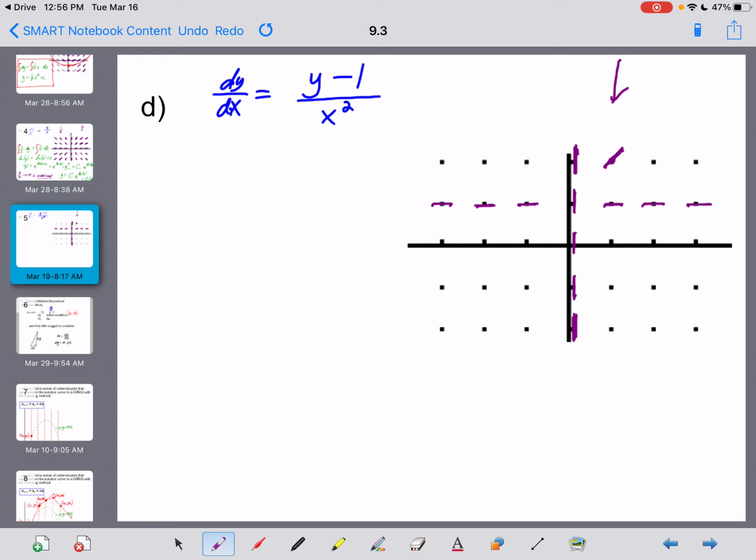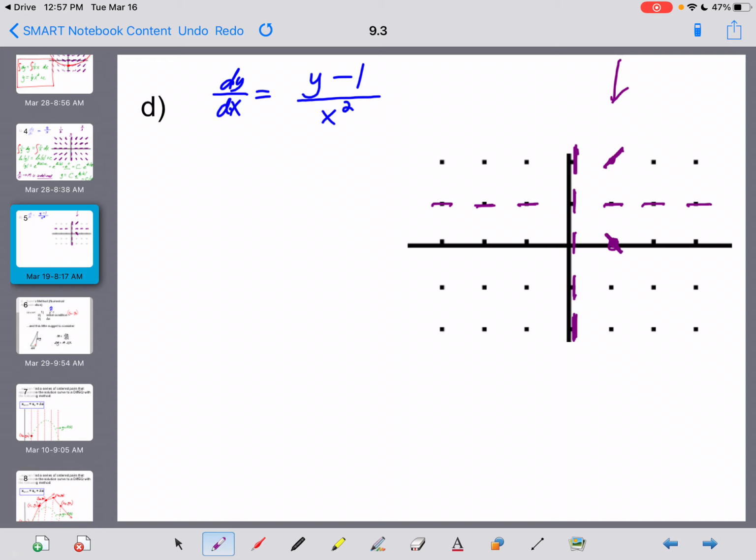It's going to look something like that. I think as I move down from here, this is probably all now going to change. For example, at this point right here, I'm dealing with the point (1, 0). A 0 in for y gives me a negative 1 on top, and a 1 in for x gives me a 1 on bottom. So this is now negative 1 over 1, which is negative 1.